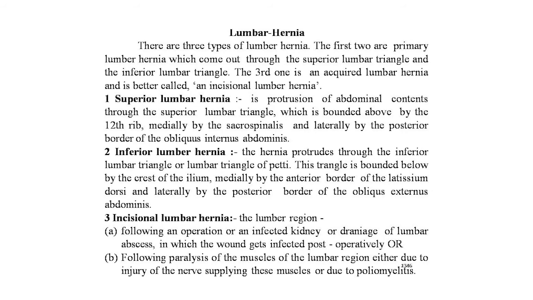Now the third type is the incisional lumbar hernia. It may occur in the lumbar region following an operation for an infected kidney or drainage of lumbar abscesses, in which the wound gets infected post-operatively. Or it may follow paralysis of the muscles of the lumbar region, either due to injury of the nerve supplying these muscles or due to poliomyelitis. This is also known as the phantom hernia.